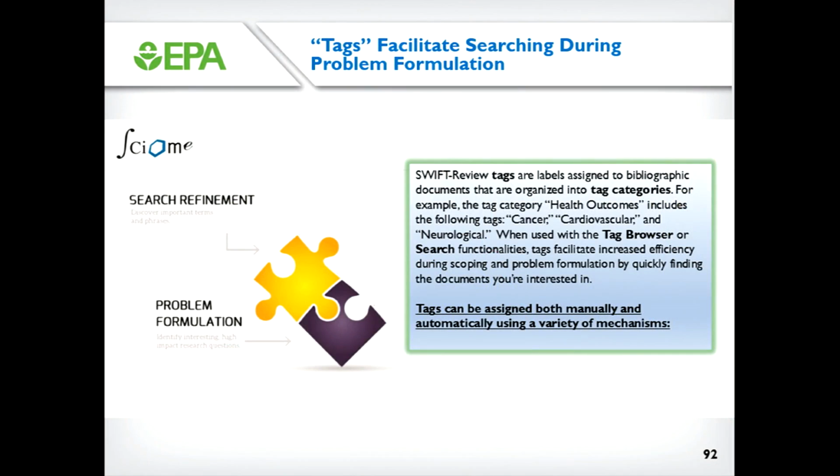So Swift review tags are labels that are annotated to your bibliographic documents, and they are then organized into tag categories. For example, a tag category for health outcome includes tags such as cancer, cardiovascular, or neurological. When used with your tag browser, which I'll show you, or your search functionalities within Swift, these tags facilitate increased efficiency during scoping and problem formulation by quickly finding the documents you're interested in. These tags can be assigned both manually or automatically, so the user has control.